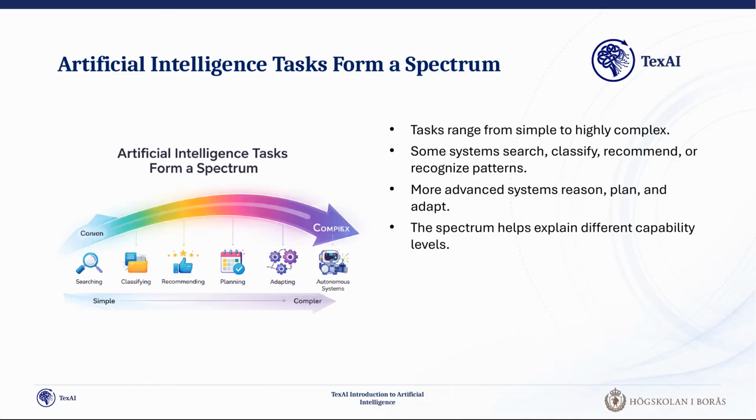Artificial intelligence tasks can be understood as a spectrum. At one end, we find systems that perform relatively limited tasks, such as searching, sorting, classifying, or recognizing patterns. Further along the spectrum, we find systems that can reason, plan, adapt, and work with more complex situations. This does not mean that all systems are moving smoothly toward human-level intelligence. Rather, the spectrum helps us describe different kinds of capabilities and understand why some artificial intelligence systems are narrow, while others are imagined as more general.